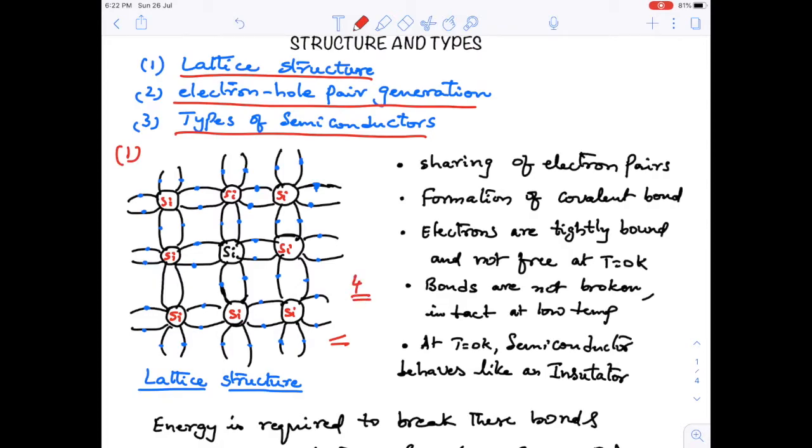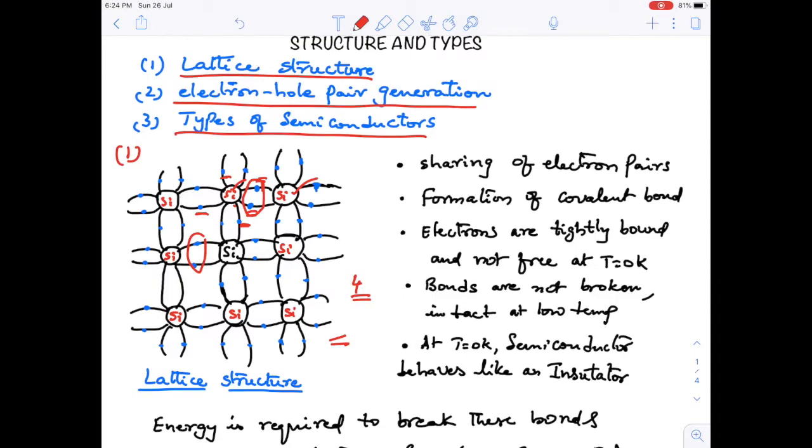4 valence electrons. So each silicon atom shares these 4 valence electrons with the neighboring silicon atom. So each electron is shared with the neighboring atom. So these two will form an electron pair, which is being shared by 2 silicon atoms. So this is one, this is one. So these two. Similarly, every pair is being shared by neighboring atoms.